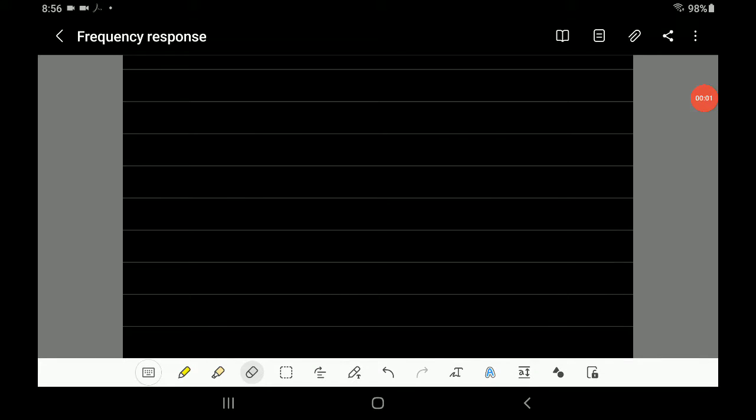Hi, this is the first lecture for frequency response. What does it mean, frequency response? Let's assume that we have a linear network represented by this box. And we have input.